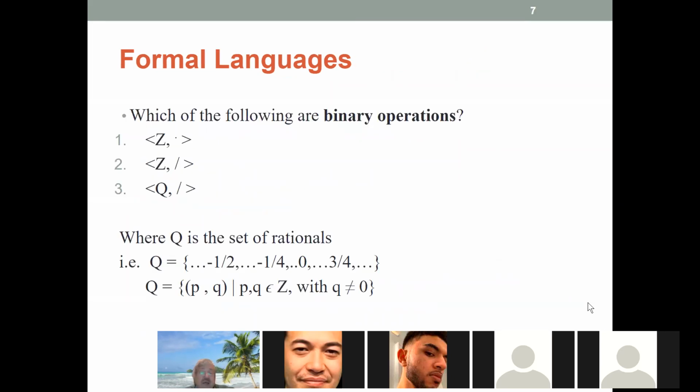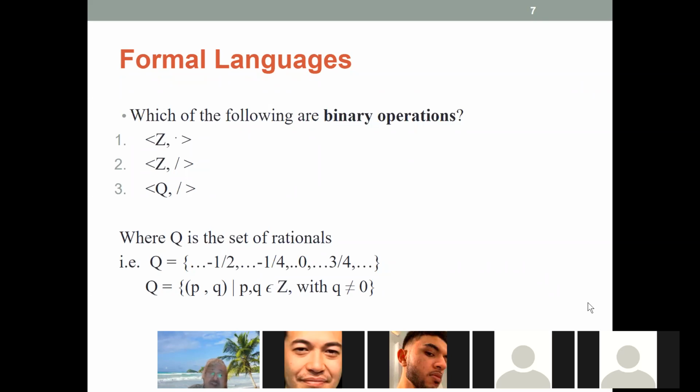Okay. Binary operations, the integers with respect to multiplication. That's an easy one. I'm going to say yes. 6 times 7, 42. 7 times 0, 0. That's okay. 0 is an integer.